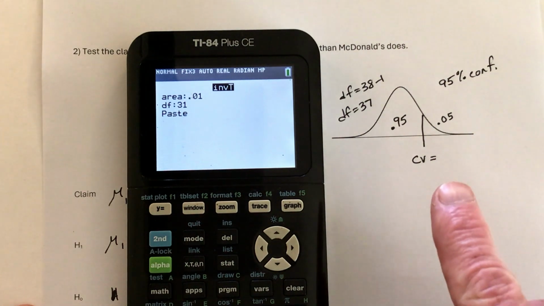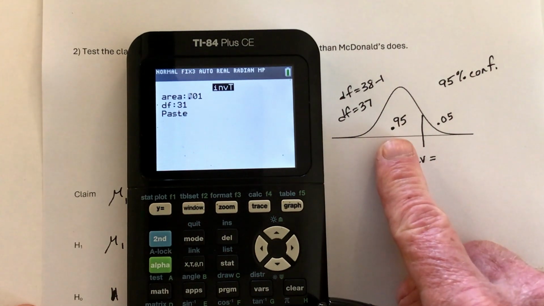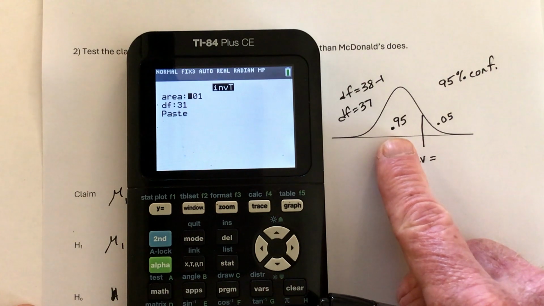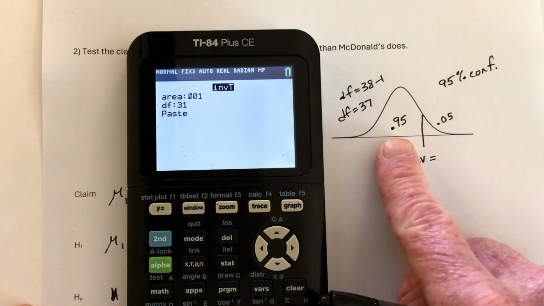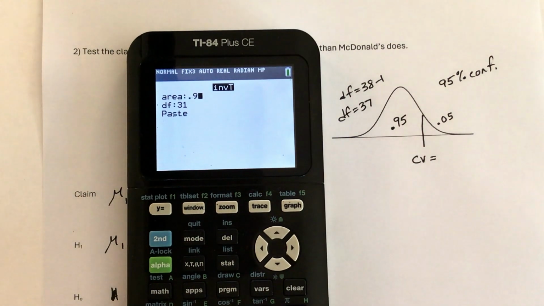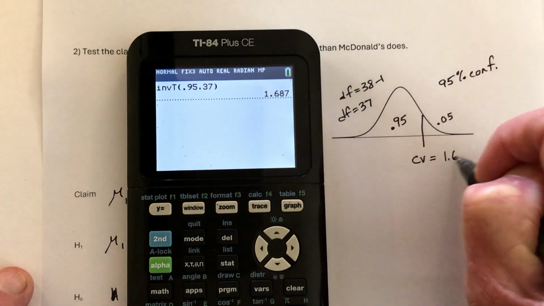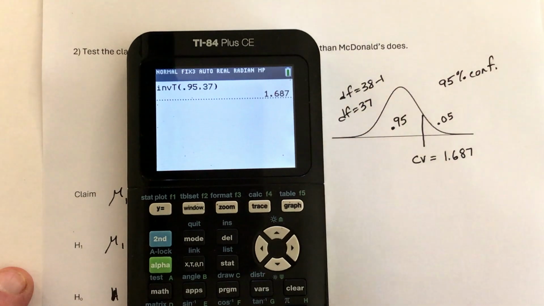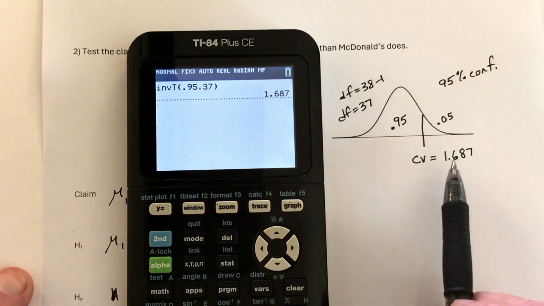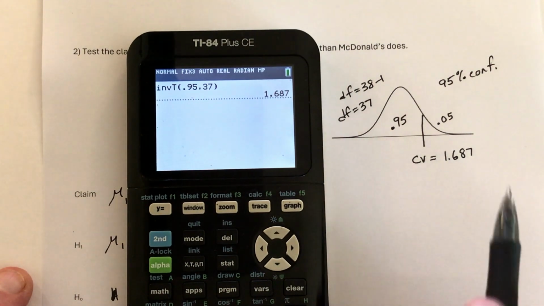I can basically do it either way. I'm just going to say that this is the area, 0.95, and degrees of freedom is 37. And then it says that the critical value is 1.687. And since this number is on the right side, it is supposed to be a positive.